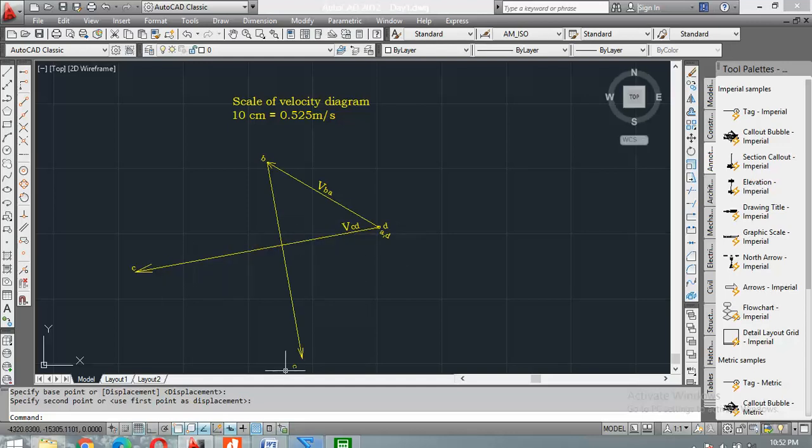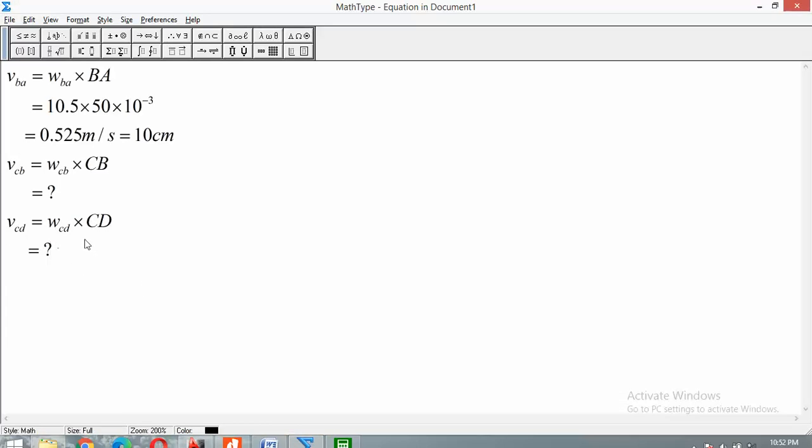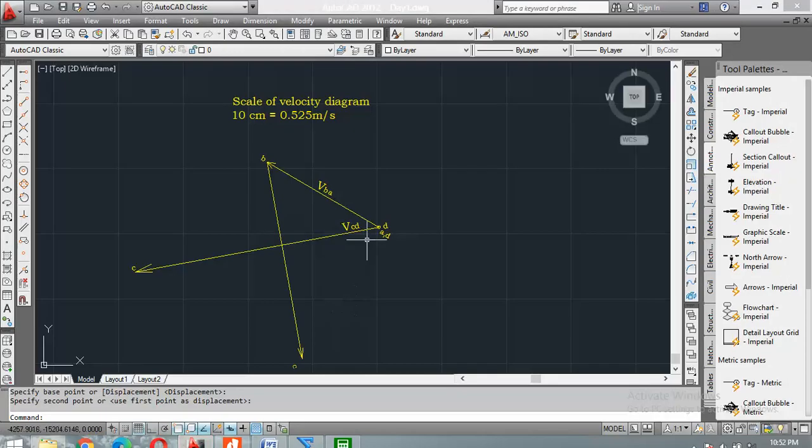If this magnitude is equivalent to 5 centimeters, तो 5 सेंटीमीटर पर C मार्क कर देंगे. If the magnitude is equivalent to 10 centimeters, तो 10 सेंटीमीटर पर C मार्क कर देंगे. 20 सेंटीमीटर कैलकुलेशन आया तो 20 सेंटीमीटर पर C मार्क कर देंगे. But the C point must fall on this line, that is fixed.